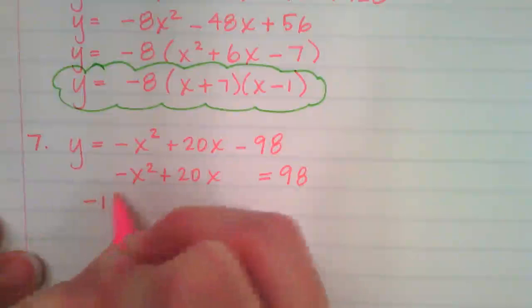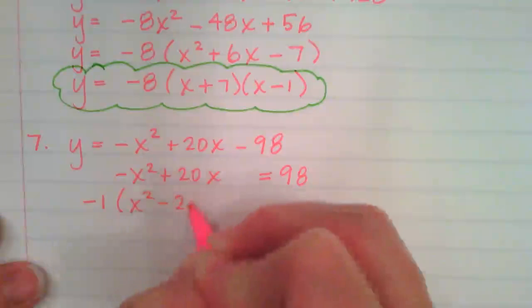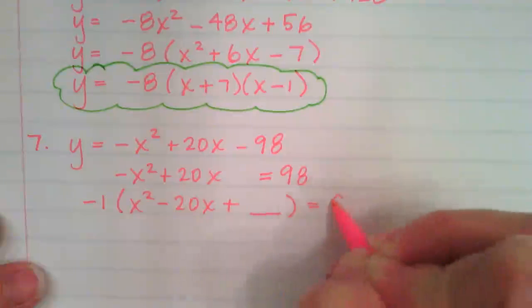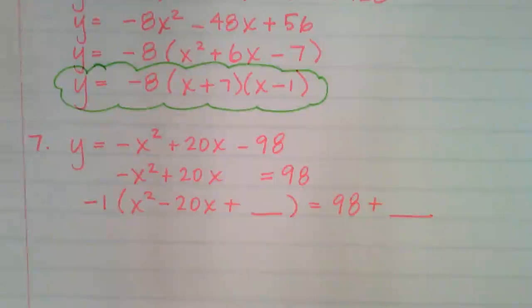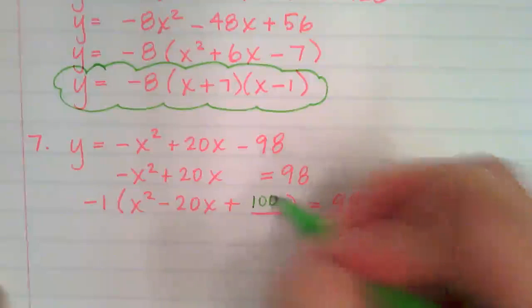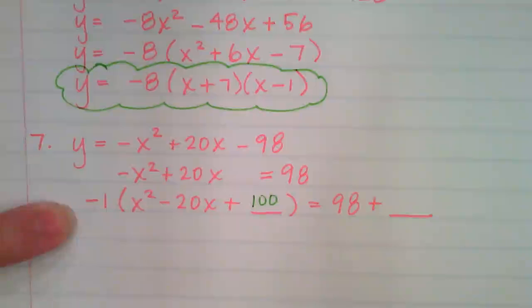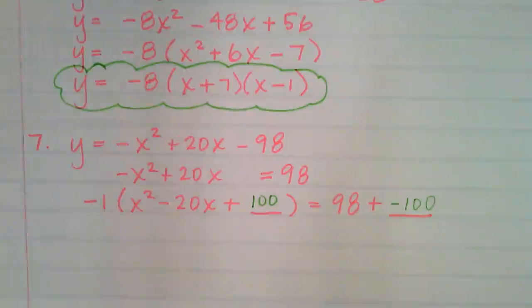So I'm going to pull out a -1, which would leave x squared minus 20x plus our magic number equals 98 plus our magic number. All right, so half of this is -10. -10 squared is 100. But I put 100 inside a set of parentheses that's going to be distributed by -1, so I need -100 on the other side.